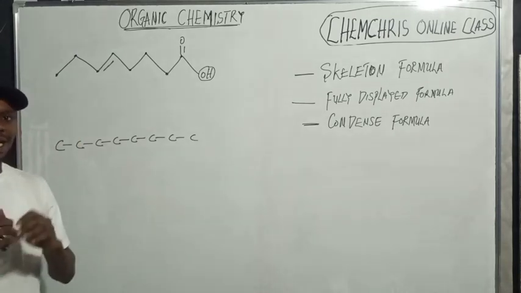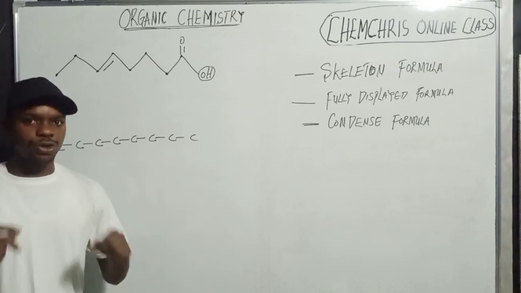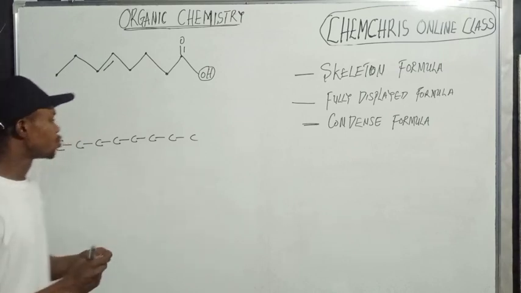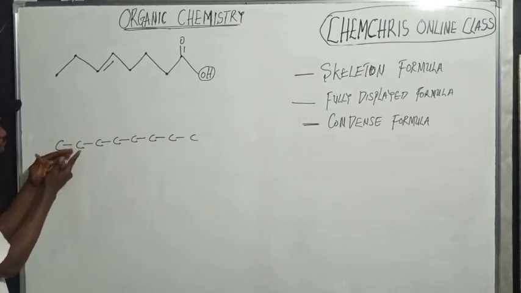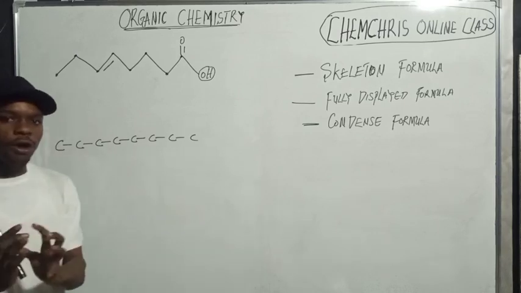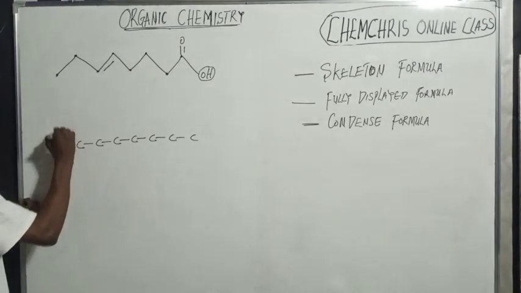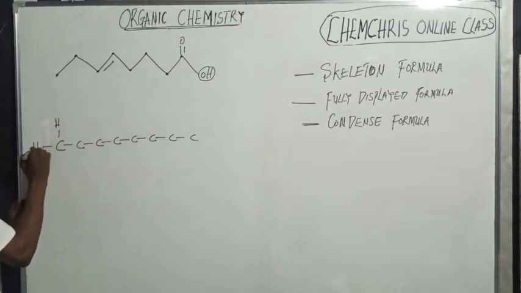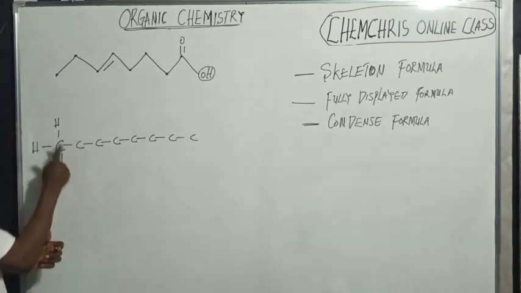Now, what you want to understand here is that carbon must have 4 bonds. No matter what you do, carbon must have 4 bonds. So this carbon here is only having 1 bond because it's bonded to the next carbon. It means that this carbon is going to have 3 hydrogens to make it 4. So it's going to be 1, 2, and 3. So this one is satisfied.